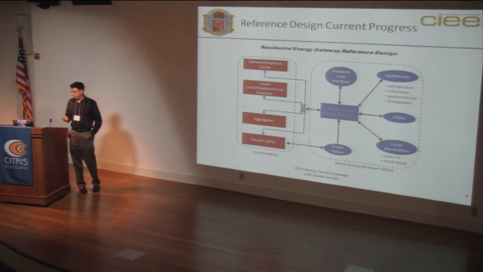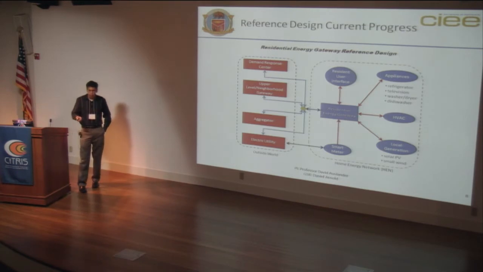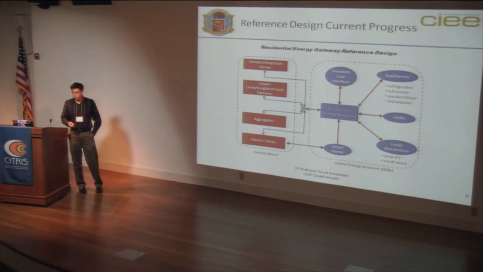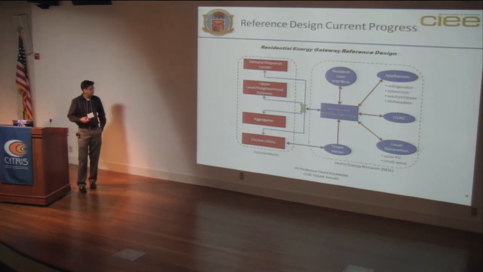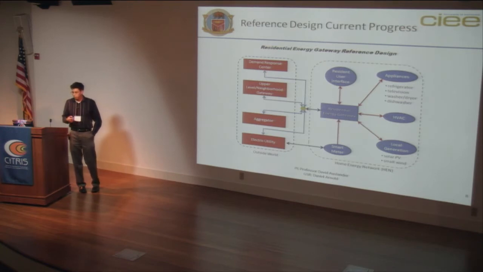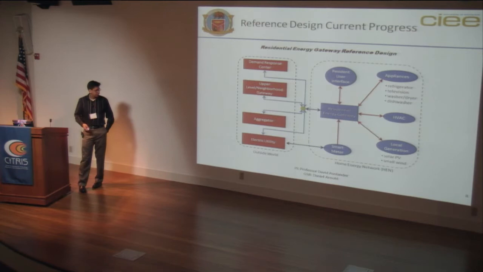So the gateway could talk to things like a resident user interface, any appliances you have that are capable of communicating, your HVAC system, any local generation you might have, and of course a smart meter. And when communicating with elements outside of the home area network, it could talk to things like a demand response center, other gateways, an aggregator, and perhaps your electric utility.